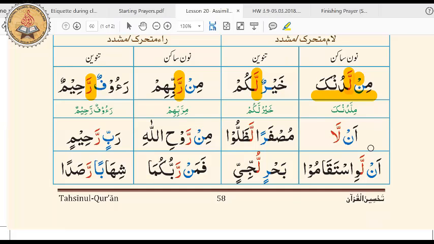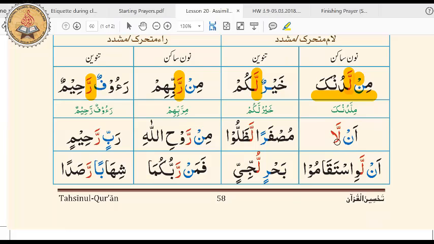Have a go. Un. Yeah, and what's the last letter? La. Yeah, so have another go at saying this for me. Al. Al. Al. La. Good, that was good.